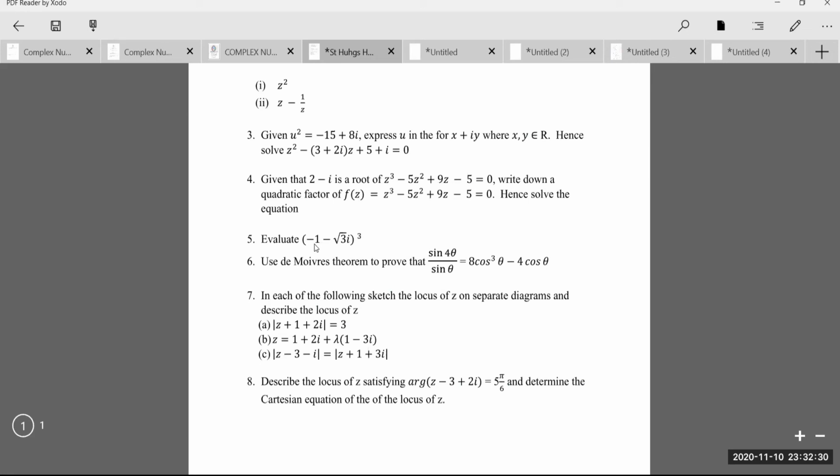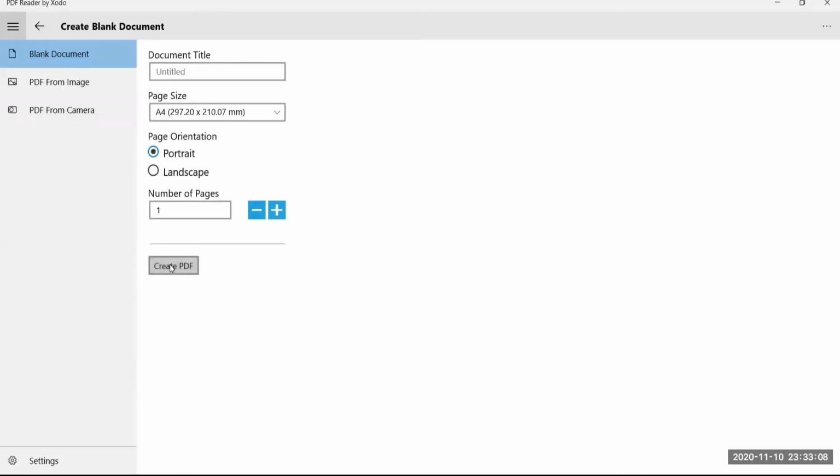Nice. So this one utilizes De Moivre's theorem. And even though we're just going to do number 6, I'll send you the solutions for 4, 5, 7, and 8. All right, so now let's look at number 6. It says use De Moivre's theorem to prove this: sine 4 theta over sine theta is something with cos cubed.